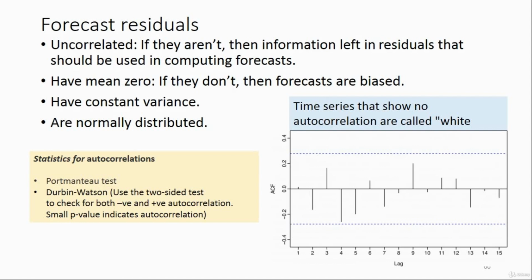A few times, if you have to figure out whether it is autocorrelated or not, you can take the help of statistics, and one of these is the Portmanteau test. The second one is the Durbin-Watson test, also for autocorrelation. So that's all for ARIMA and ARIMAX.